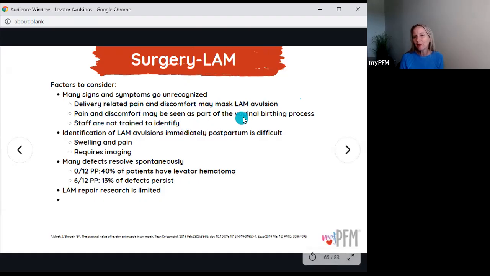Delivery-related pain and discomfort may mask the avulsion. It may be seen as part of the vaginal birthing process. Many staff are not trained to identify it. And like we talked about earlier, you need an ultrasound to be able to identify if you had a levator ani muscle avulsion. So how are you going to screen people?